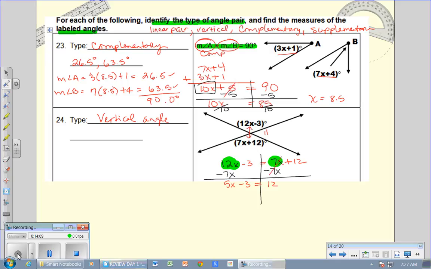We want to get the 5x by itself, so we've got to get rid of the 3. Let's add 3 to both sides. This will give us 5x is equal to 15. And then to get the x by itself, we divide both sides by 5, and that'll give us x is equal to 3. Now that we know what x is, we can put it in either one of our two equations. So 12 times 3 minus 3 is going to give us 33. And because these are vertical angles, I should get 33 in the bottom also.